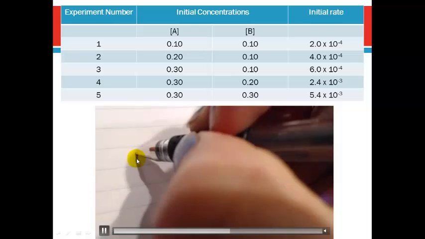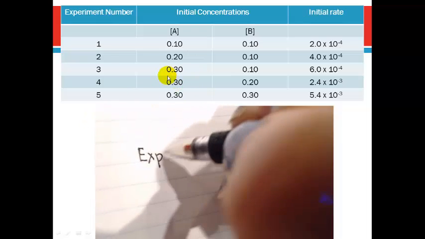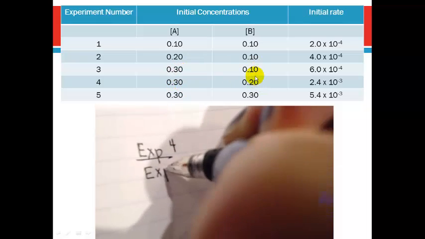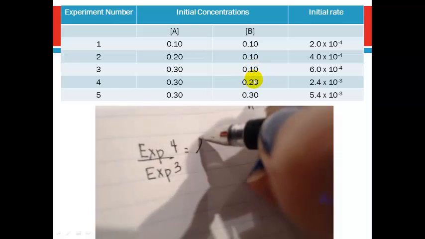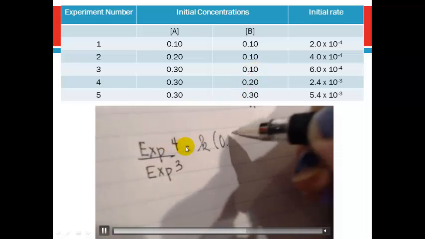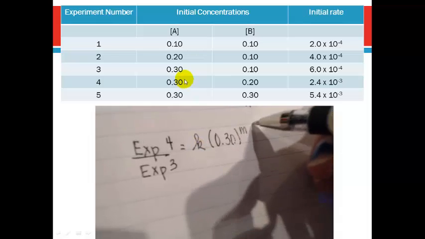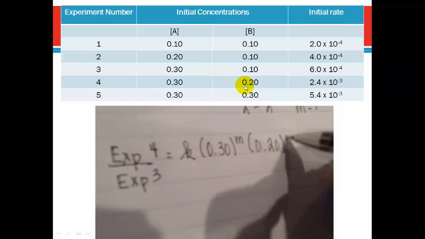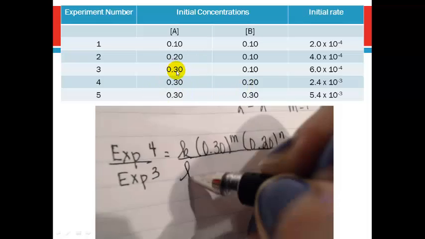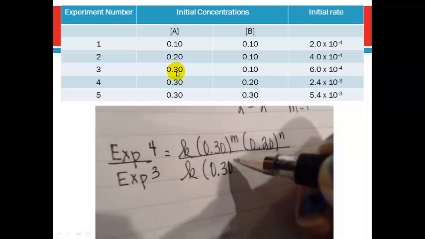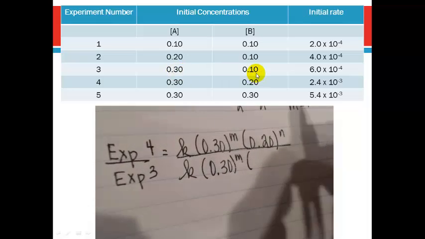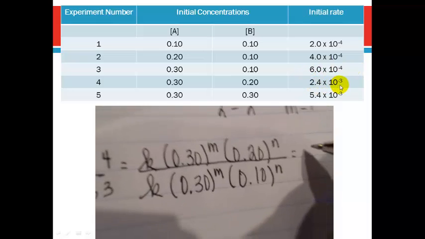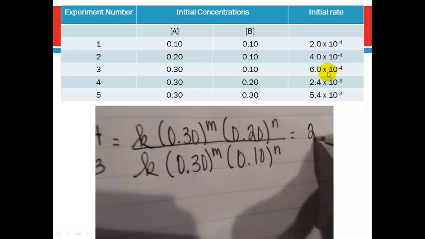Well, now we can do the same thing to find N. So for N, we need an experiment where A stays the same, so 4 and 3, but B changes. So here, 4 and 3, B is changing. So again, the rate of 4 is going to be equal to K times 0.3 to the M times 0.2 to the N. And for 3, it's going to be K times 0.3 to the M, times 0.1 to the N. And then we can plug in our actual rates, 2.4 times 10 to the negative 3rd, and 6 times 10 to the negative 4th.